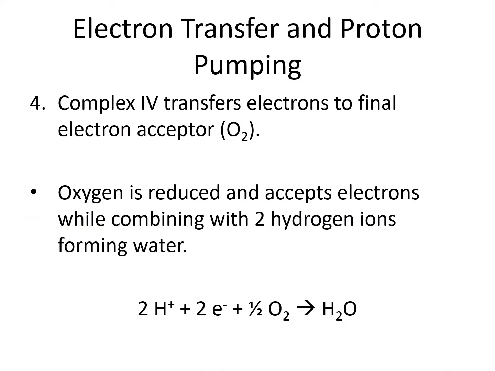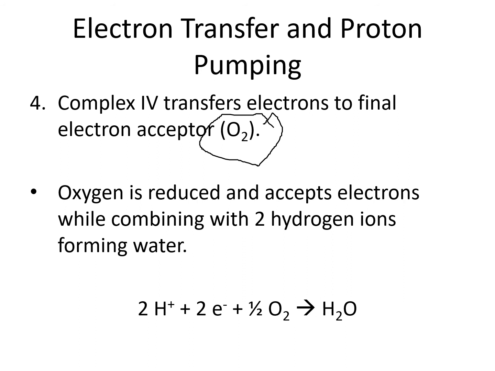Now complex 4, the last electron transfer complex, transfers the electrons to the final electron acceptor, which is oxygen. So that's why we breathe oxygen. So the oxygen can serve as the final electron acceptor. Without oxygen, the whole thing shuts down, and it won't go through the electron transport chain, or even the citric acid cycle.